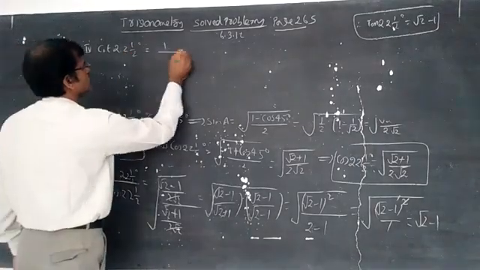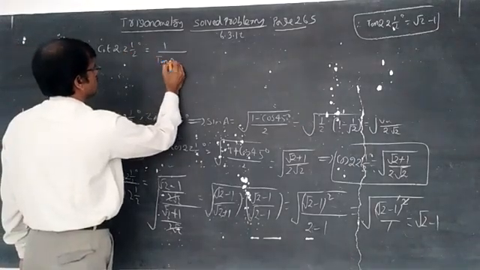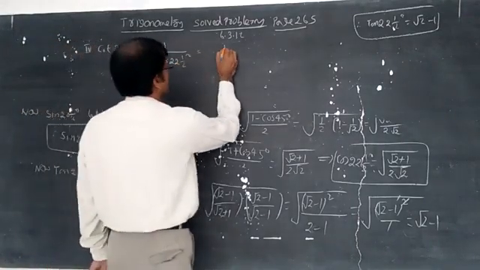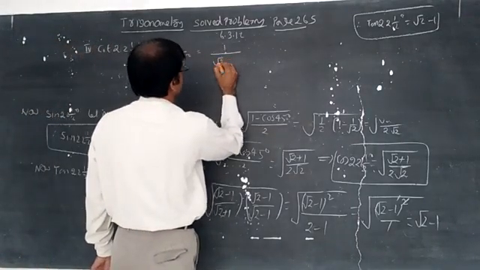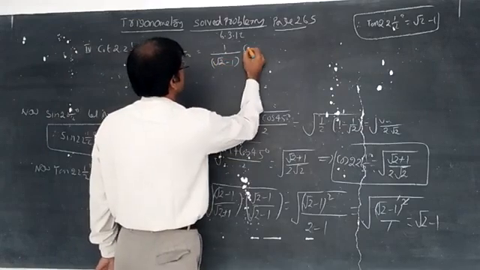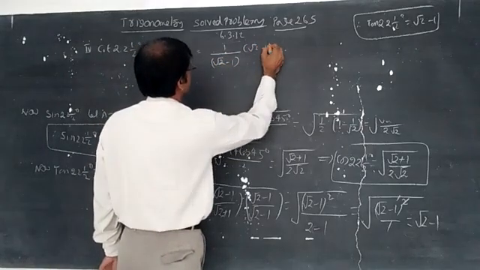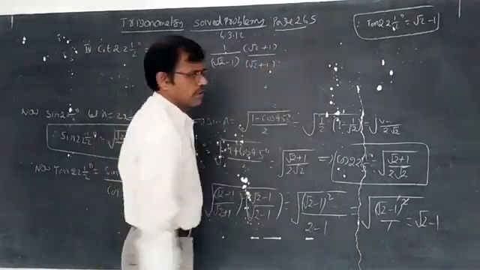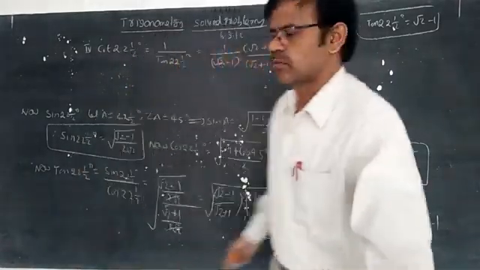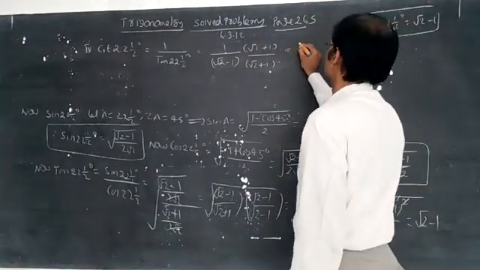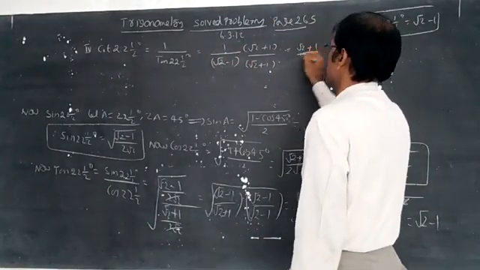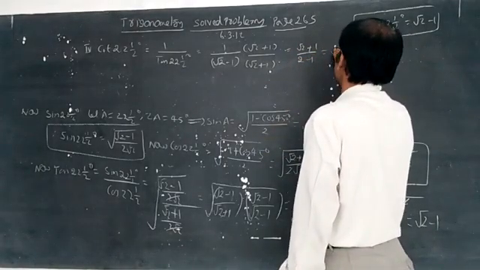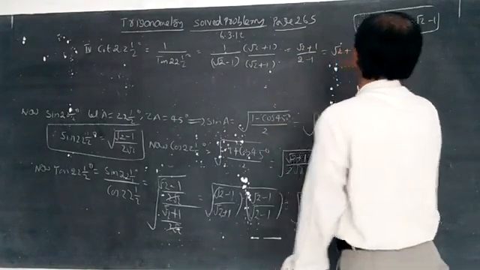Cot theta is equal to 1 by tan theta. So cot 22 and half you can write as 1 by tan 22 and half. So this is 1 by root 2 minus 1. So multiply and divide with root 2 plus 1. So here root 2 plus 1 by root 2 minus 1 into root 2 plus 1. This is of the form a minus b into a plus b. So 2 minus 1 is 1. It is root 2 plus 1.